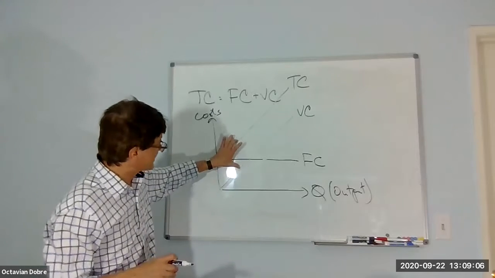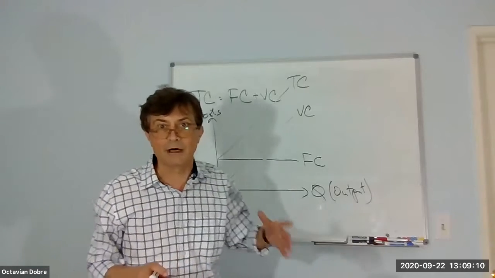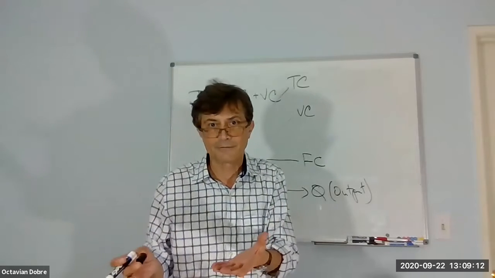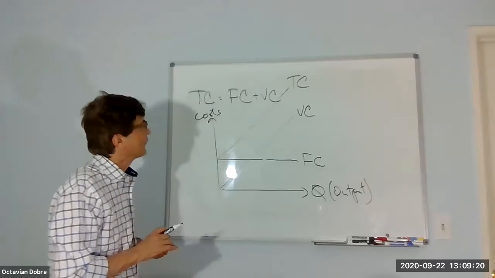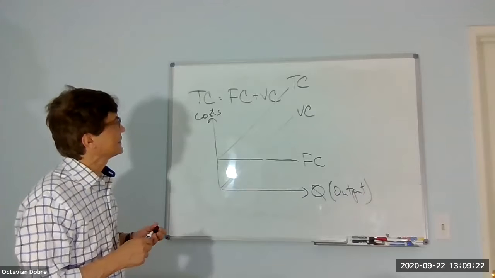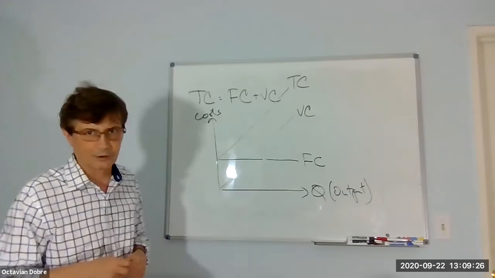Where the difference between total cost and variable cost is always going to be the fixed cost. Okay, so it's very, very simple to add graphs. It's not complicated at all. Okay. So folks, this is what total cost, variable cost, and fixed cost are going to look like.